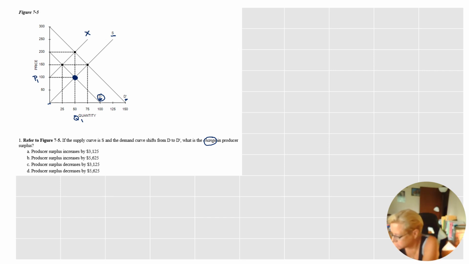Control I. Okay, that's not where, okay, yes, it is.